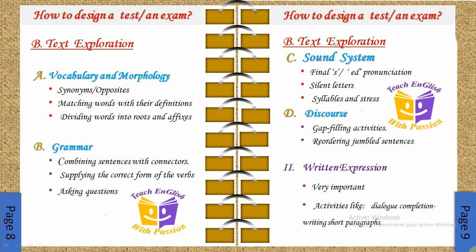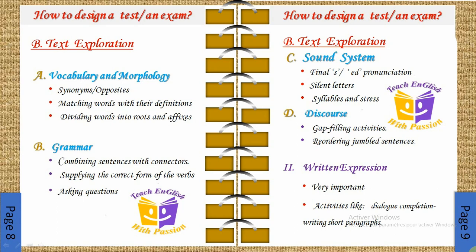Concerning text exploration, the activities should be related to the four following aspects: vocabulary and morphology, grammar, sound system, and discourse. So for vocabulary and morphology, the activities can be about synonyms and opposites, matching words with their definitions, and dividing words into roots and affixes.